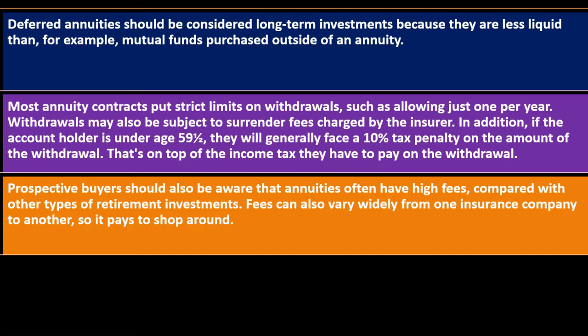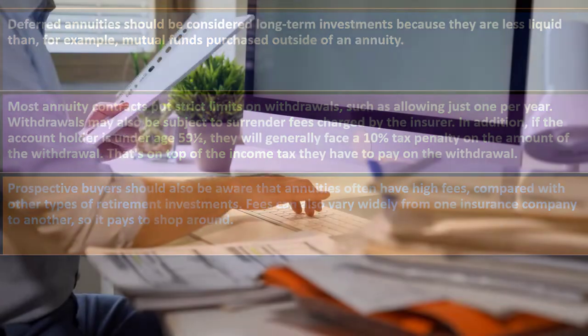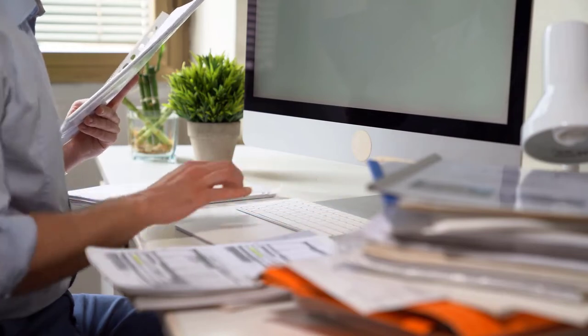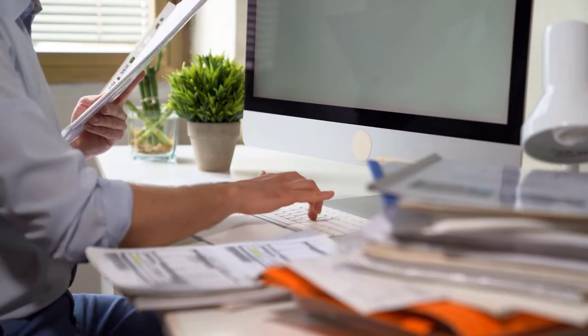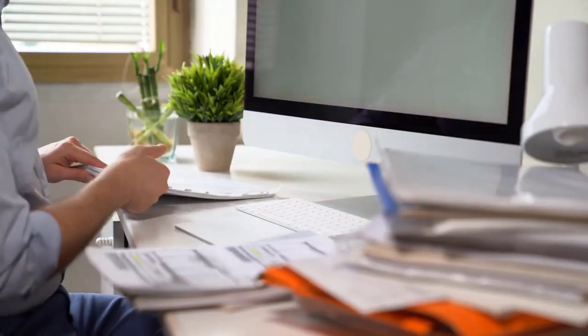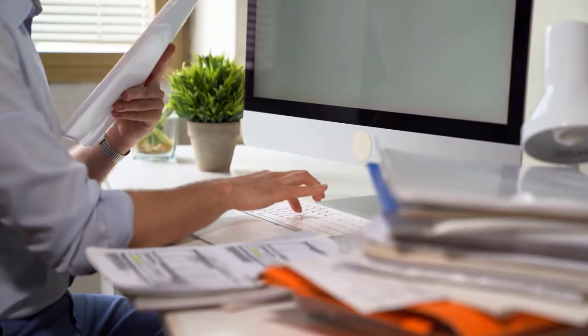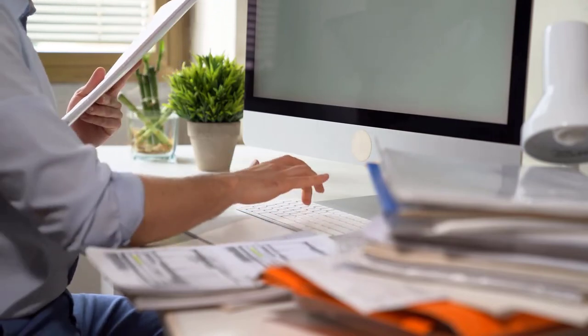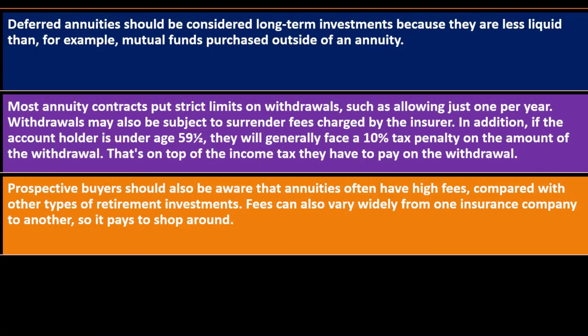Prospective buyers should also be aware that annuities often have high fees compared with other types of retirement investments. Putting money into a 401k or an IRA, for example, is pretty easy to do, because you're basically just saying, I'm going to put money into the stock market, which you can do using online tools these days, like E-Trade or Vanguard. Then you put it under the umbrella of an annuity, which is pretty straightforward. It gets a little more complex when you get into more complex tools like an annuity, and more complex tools typically have higher fees. Fees can also vary widely from one insurance company to another, so it pays to shop around.